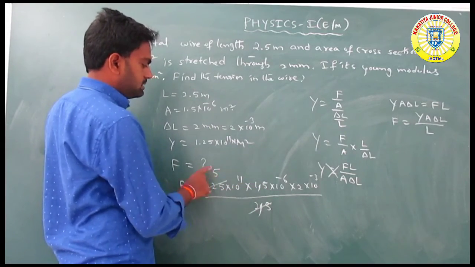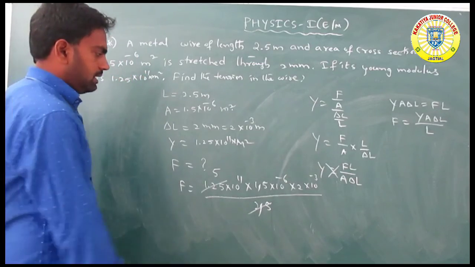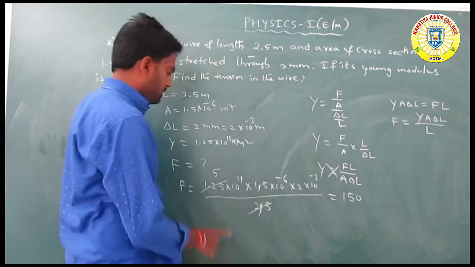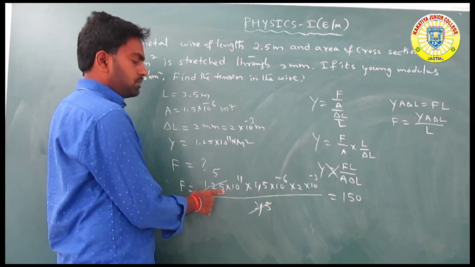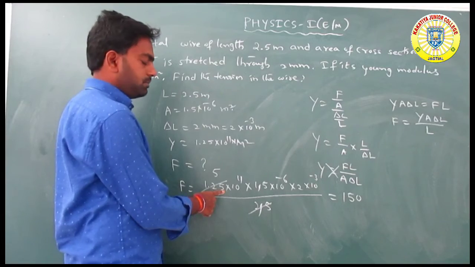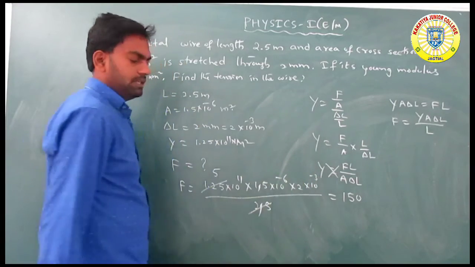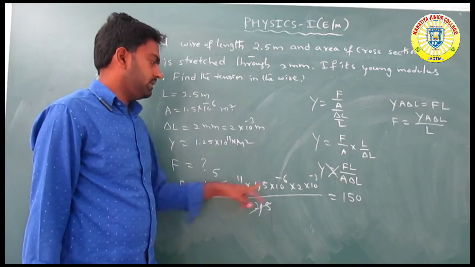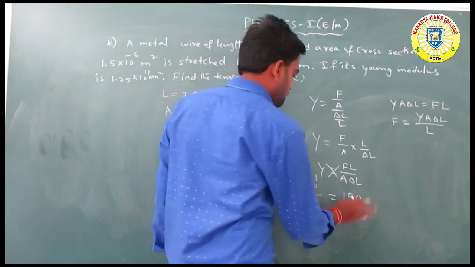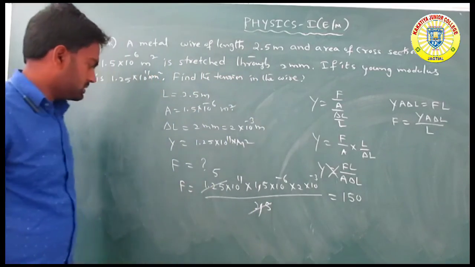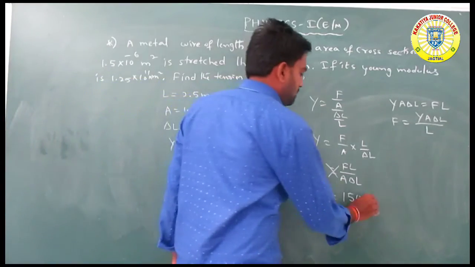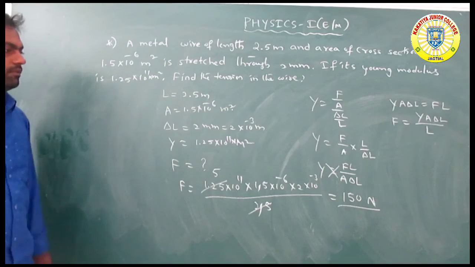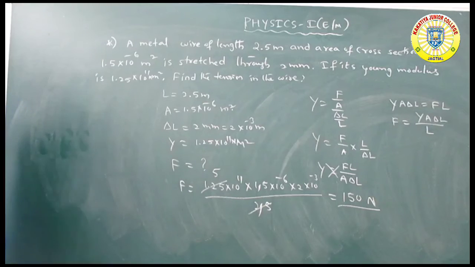So 15 times 5 is 75, 75 times 2 is 150. Okay. So the point is to go outside, increasing the powers: 10 to the power of 4, 6 plus 3 is 9, so 9 plus 2 is 11. So 10 to the power of plus 11 and 10 to the power of minus 11 are cancelled. So the 150 is the remaining balance. So that is F is equal to 150 newtons acting on the wire. Okay, 150 newtons.